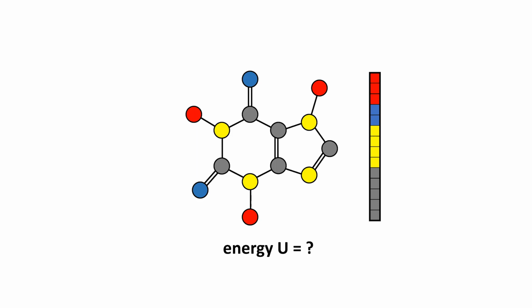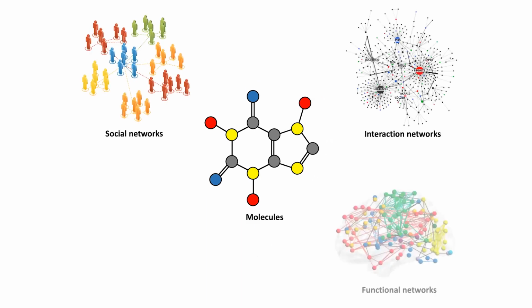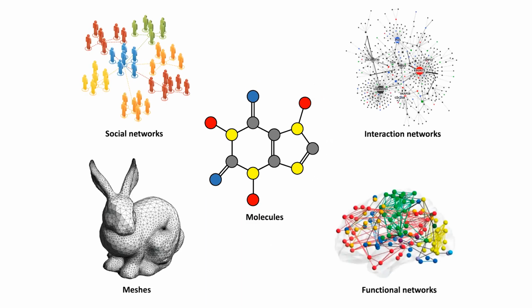And this kind of data appears ubiquitously in many applications, starting from social networks such as Facebook or Twitter graphs, different interaction networks, interactomes that are used in biology, functional networks in, let's say, brain imaging, and meshes, which are discrete manifolds that are used in computer graphics and medical imaging as well.